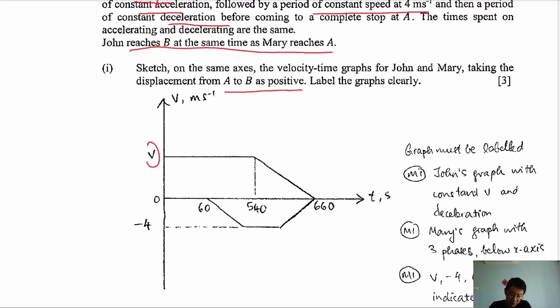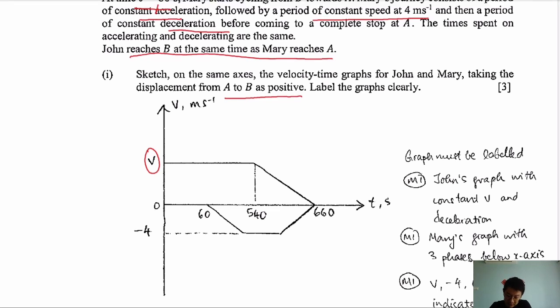John starts with the velocity called V, and we do not know the value yet. He does this for 540 second, and at last he will decelerate. Deceleration means the V will go down, because he will get slower and slower until the V is 0. So this is the graph for John. For the first part of the graph, we have 1 mark.